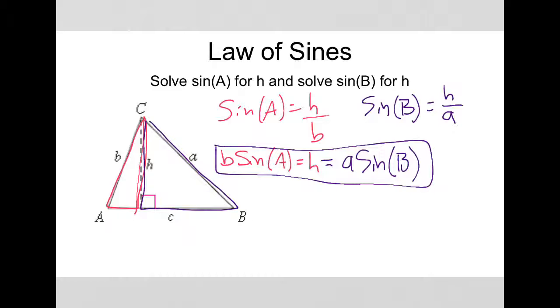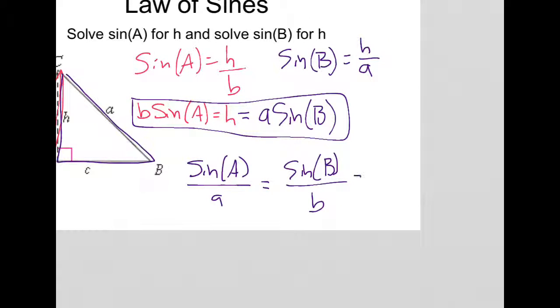And again, notice lowercase b is the side opposite of capital angle B, and lowercase a is the side opposite of capital angle A. And so, from this equation, I can do two different things. I could divide by b on both sides and divide by a on both sides to get the equation sine of A divided by side a equals the sine of B divided by side b. And that is one form of the law of sines that you will see.